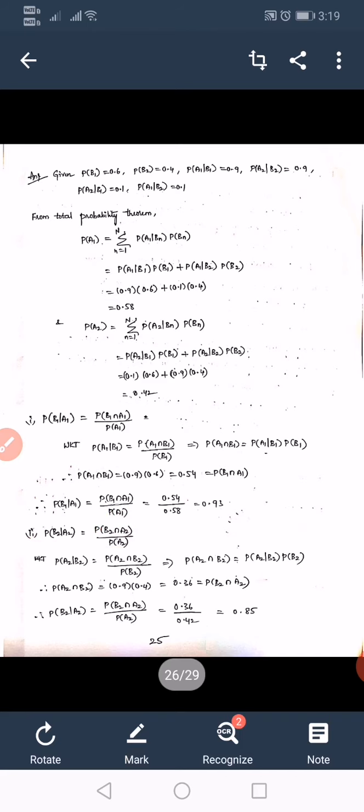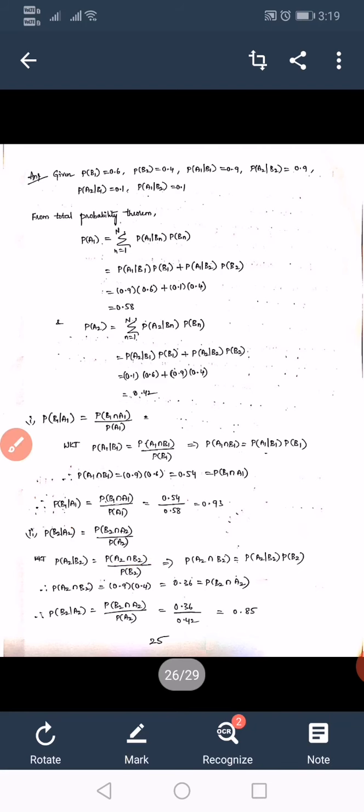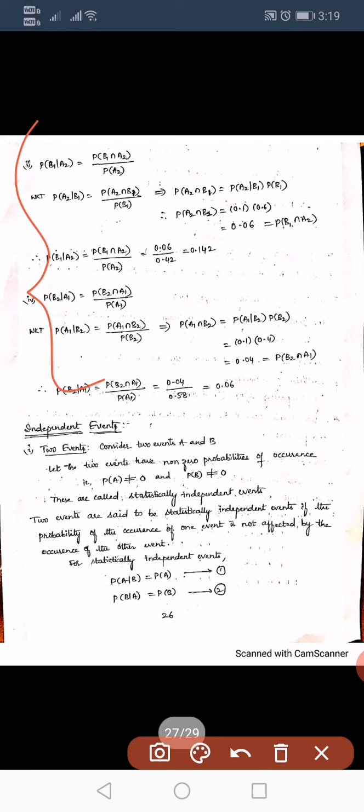A2 given B2 value, we know that in the problem itself it is given, and P of B2 value is also given in the problem. So we can find out A2 intersection B2. A2 intersection B2 is nothing but B2 intersection A2 according to commutative law. So after finding that out, substitute in this one and you can find out P of B2 given A2. Okay, so the remaining two also we can do in the same process, these two.